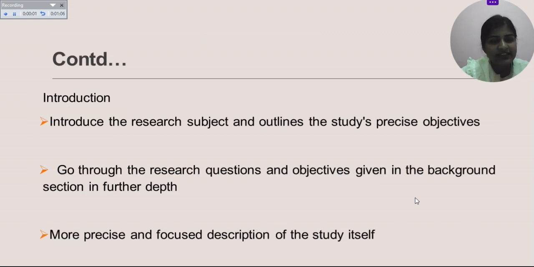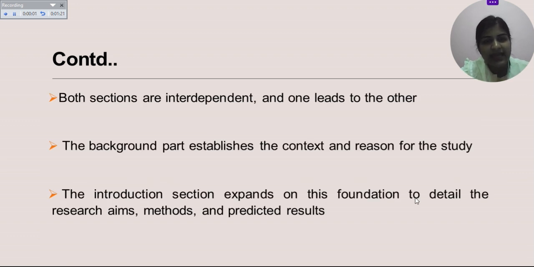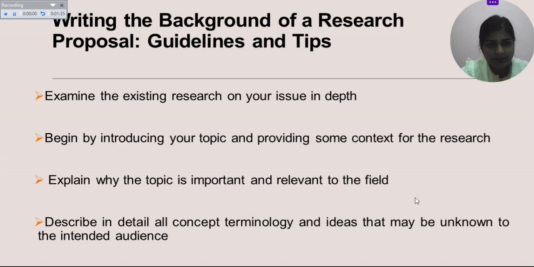Whereas the introductory section introduces the research subject and outlines the study's precise objectives. It goes through the research question and objectives given in the background section in further depth. It is a more precise and focused description of the study itself. Both sections are interdependent and one leads to the other. The background part establishes the context and reason for the study, while the introduction section expands on this foundation to detail the research method and predicted results.